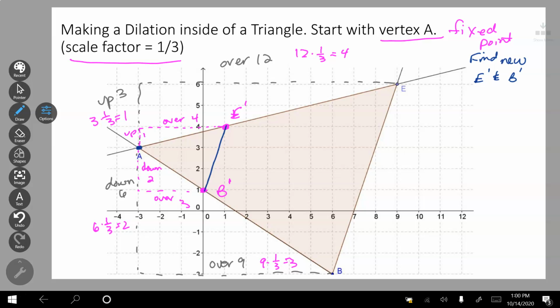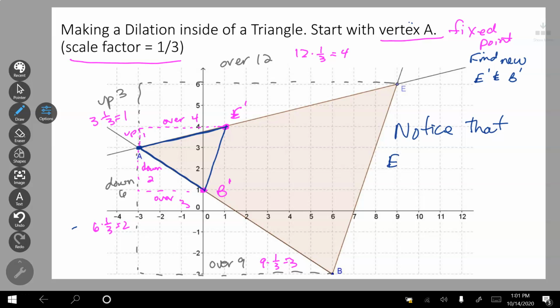That's the side E prime B prime, and A is fixed, and so there's AB prime, and I come over here, and that's my AE prime, and there's my new triangle whose sides are 1/3 the original side.